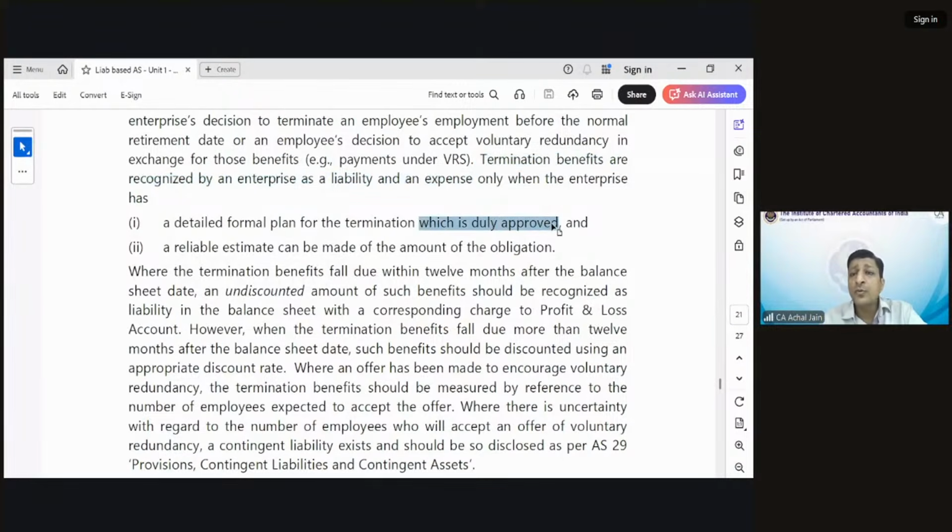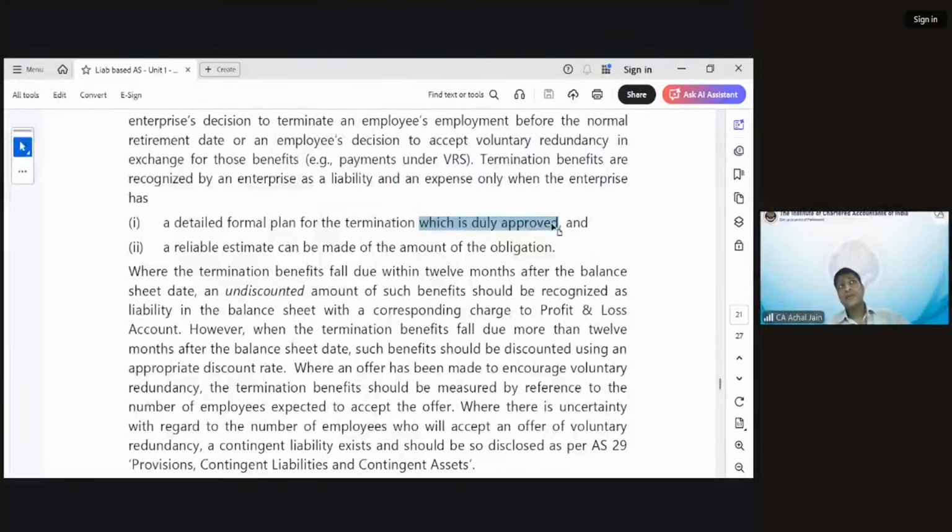Now, what is the meaning of duly approved? The management should not only have a thought, there have to be some internal approvals as well. It must have board approval in place, meaning it must be approved by the board of directors. Only then you will get to know the seriousness, that it's not only a plan or a thought, but the management is committed to do this. Plus, there must also be a communication around this to the employees, which the employees have accepted. So this must become an arrangement between the employer and the employee.